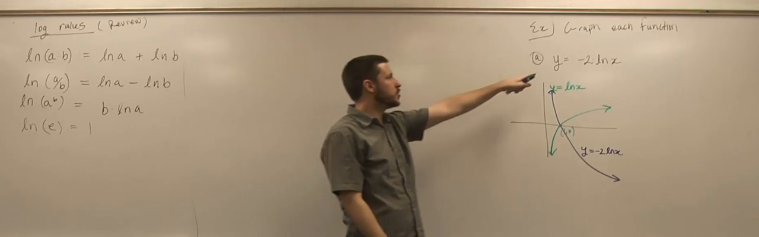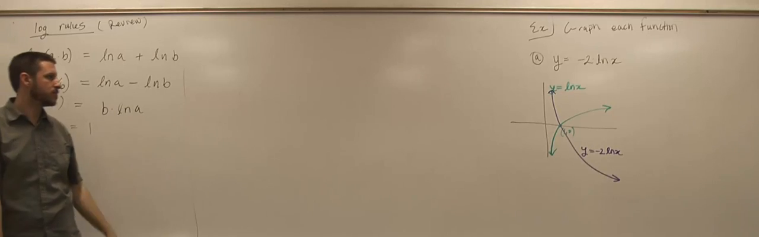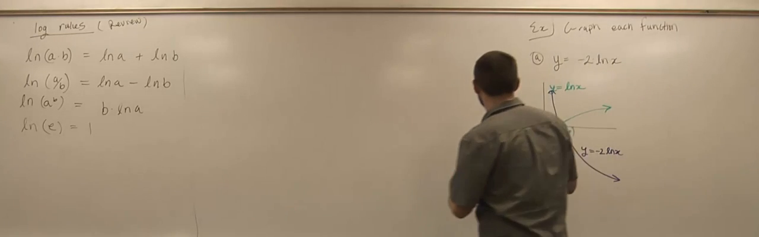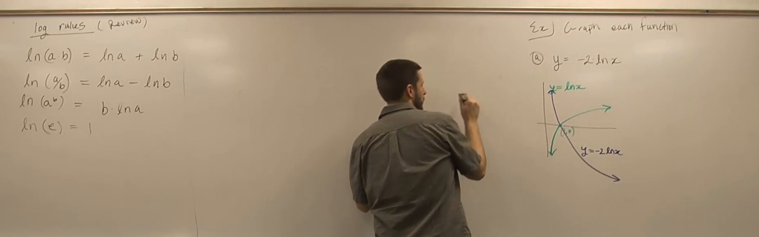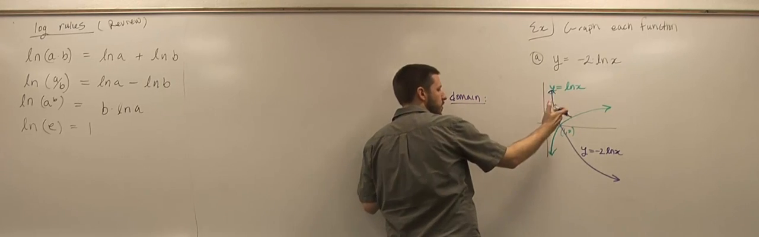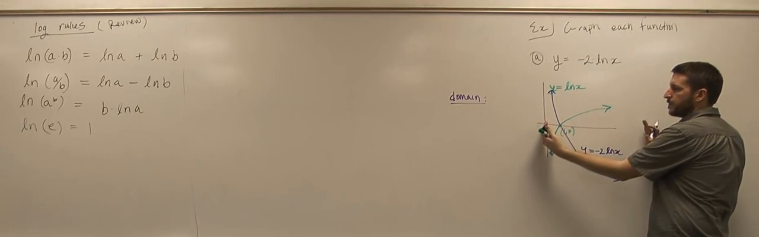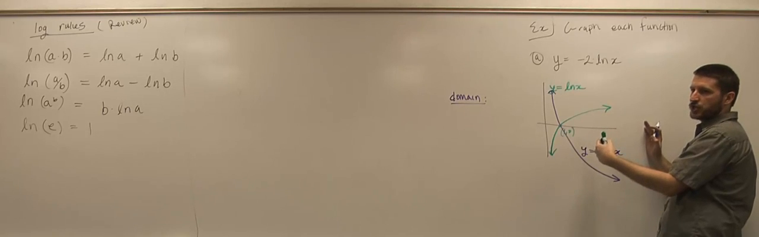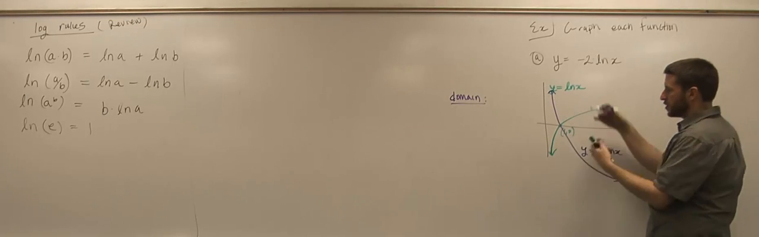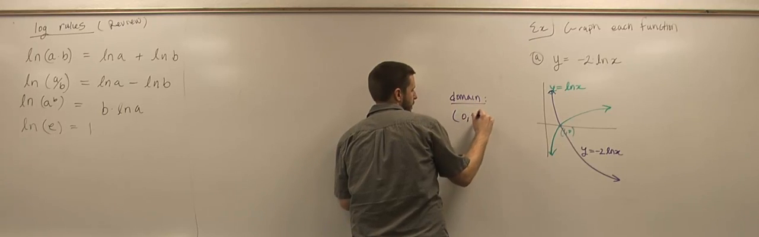What's the domain of negative 2 ln x? I heard a lot of mumbles, but I could not interpret any of them. So regular ln x has a domain from 0 to infinity. The negative 2 ln x hasn't changed that. Right? It hasn't moved my asymptote over any. It's just flipped me. So the domain is going to remain the same.